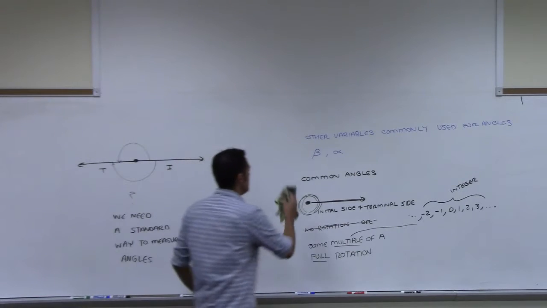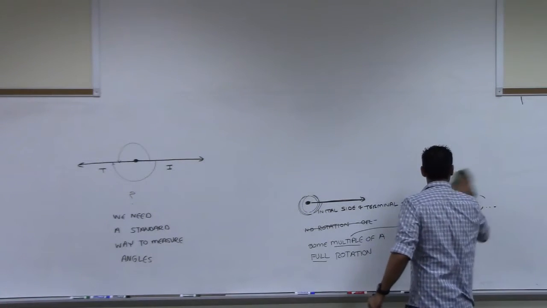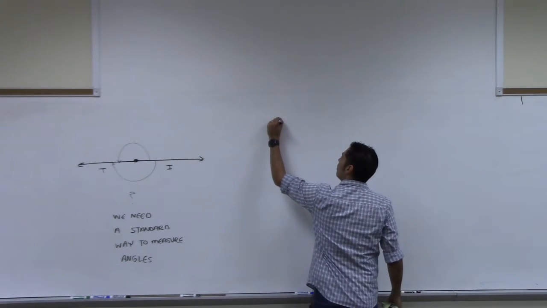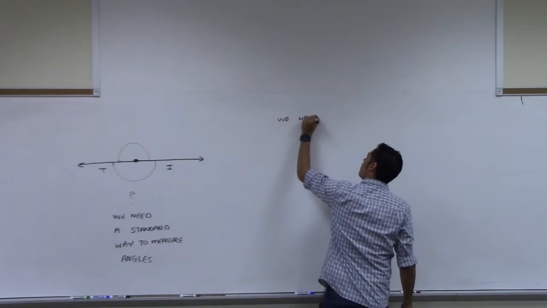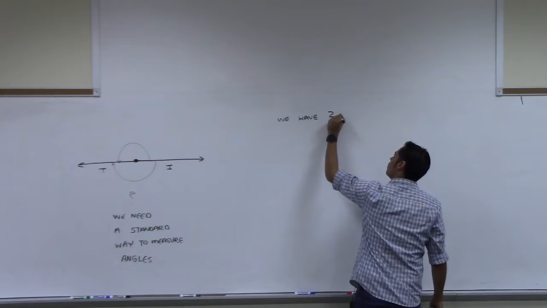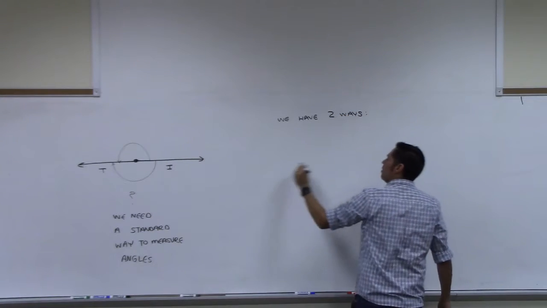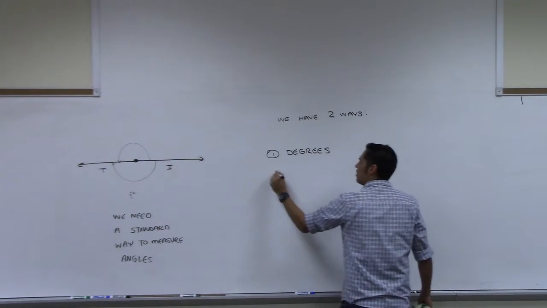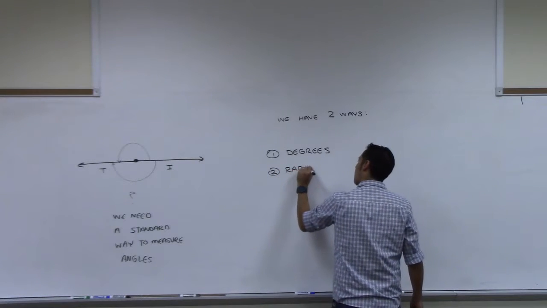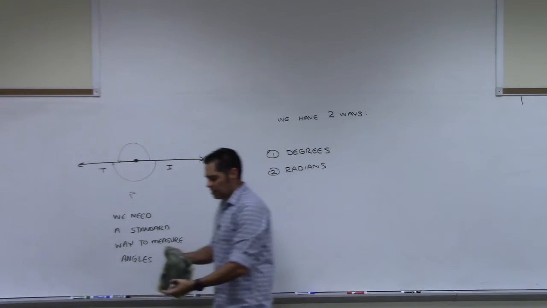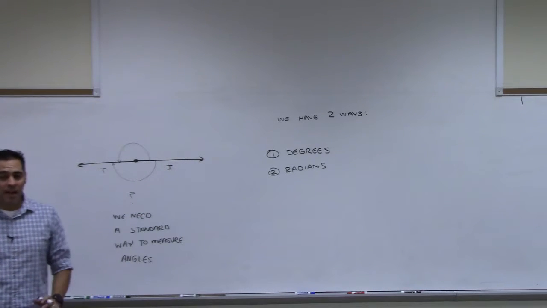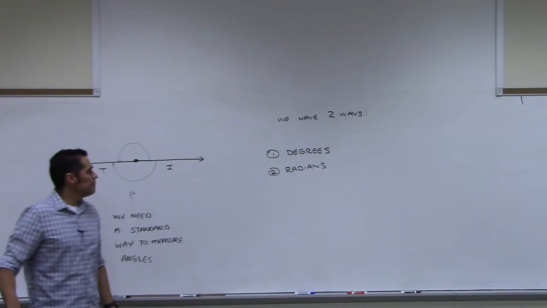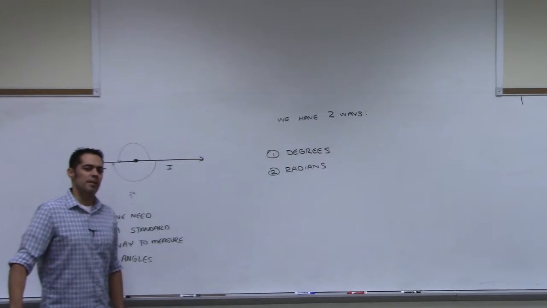All right, so here's what we did. The first system we came up with, we have two ways of doing this. One, degrees. We came up with this idea of a degree. And then the second one is this thing called radians. And I think as students in pre-calculus, you will find degrees very easy to work with because it's something that you probably have already experienced. And I think everyone can make sense out of it.